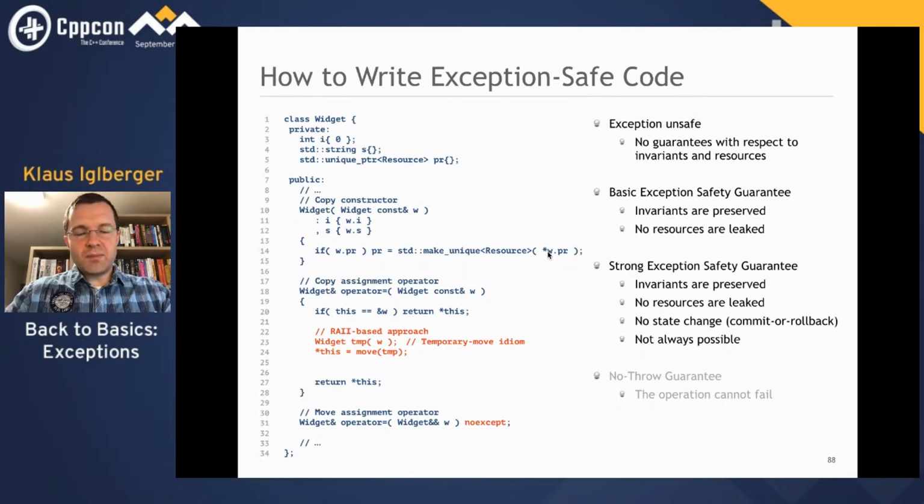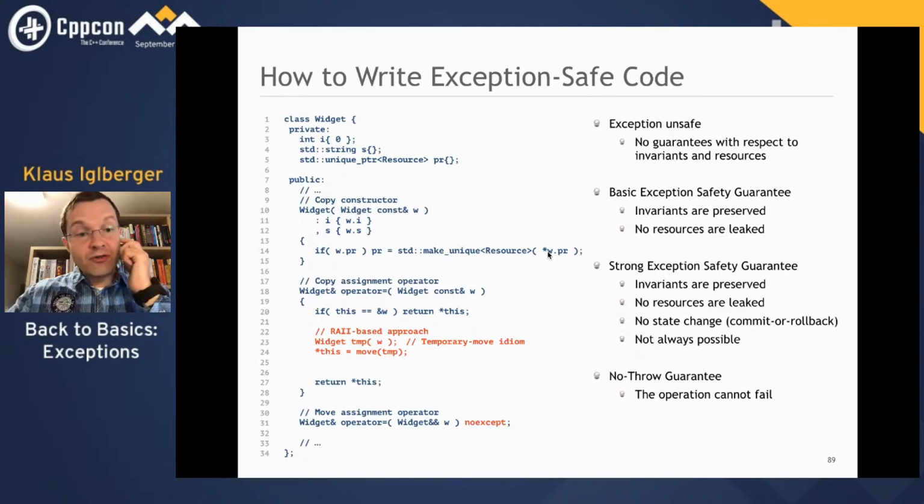The temporary move idiom. And suddenly, a lot of the complexity is indeed gone. If you take a look at this function, we now simply argue this works. And of course, the move assignment operator implements something that we call the no-throw exception safety guarantee. This operation will not fail. We heavily rely on that for implementing the strong exception safety guarantee.